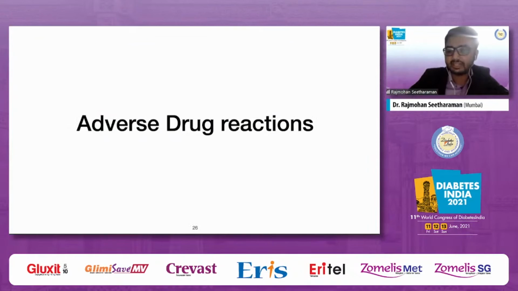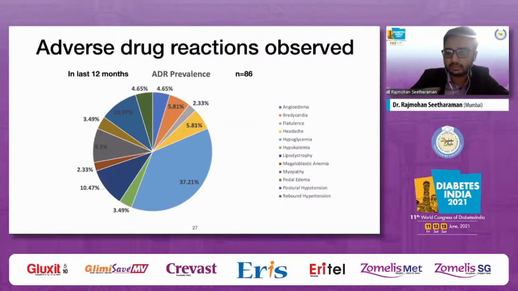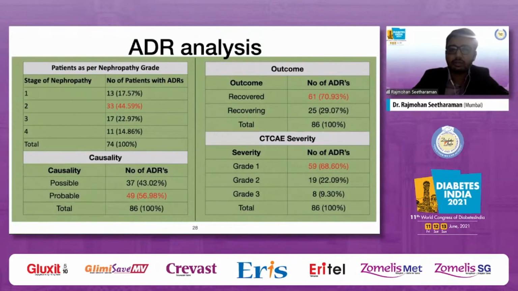Then coming to ADR analysis. The most common ADRs that were observed were hypoglycemia, followed by lipodystrophy, followed by postural hypotension. Total 86 ADRs were observed. These 86 ADRs were seen in about 74 patients. They were most commonly seen in stage 2 nephropathy patients, followed by stage 3, then followed by stage 1.